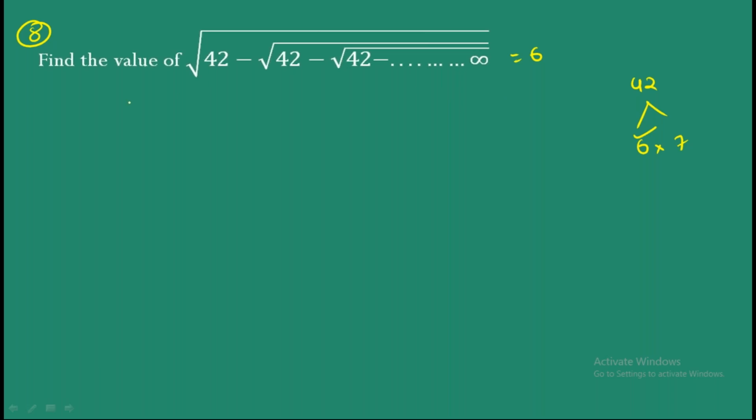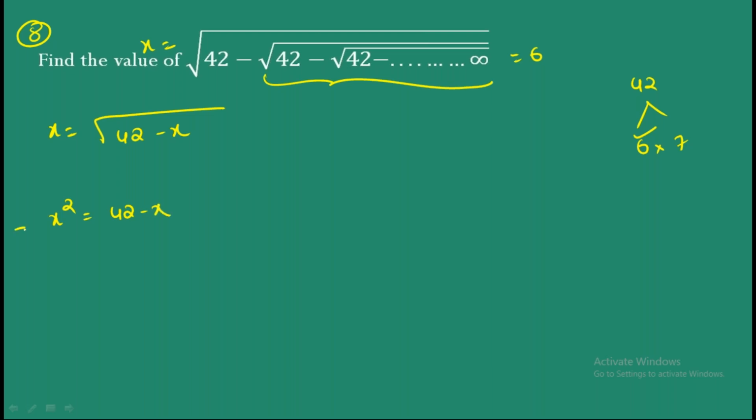No, sir, I want the original procedure. What you can write, this all can be taken as x. This also looks like x. So x equals root of 42 minus x. Squaring on both sides, x square is 42 minus x.